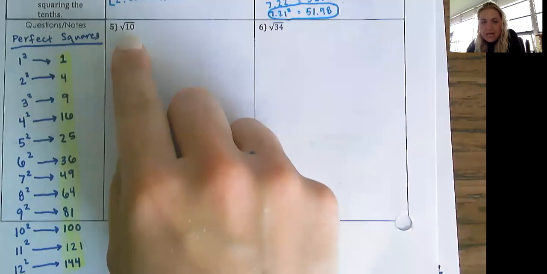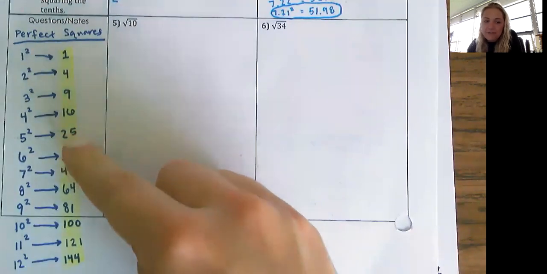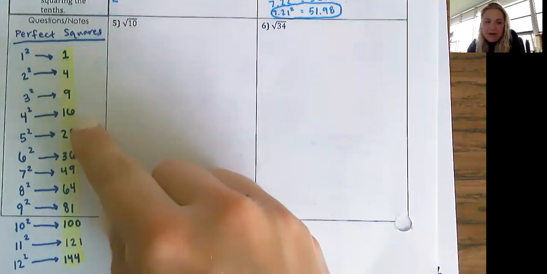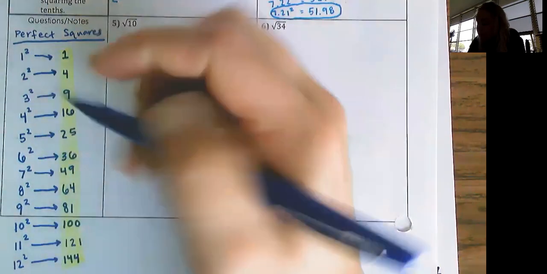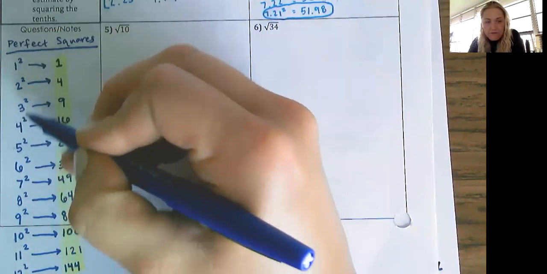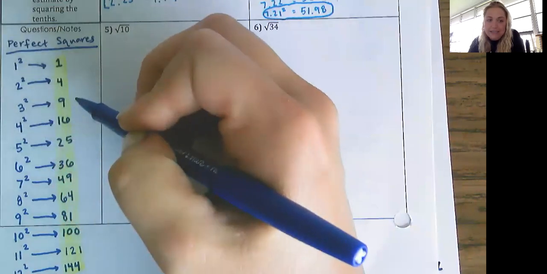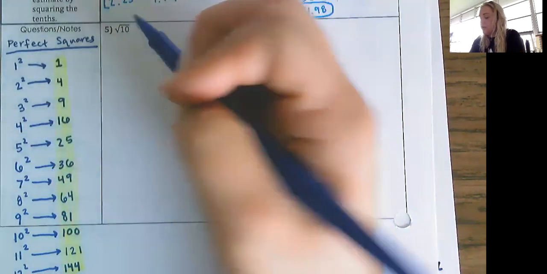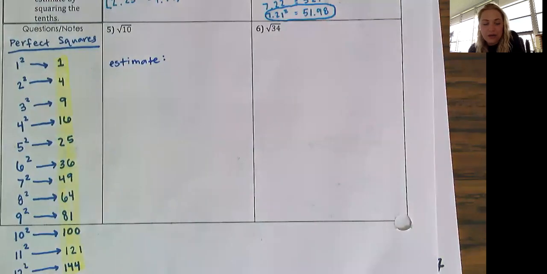I want you to look at this square root of 10, and I want you to look at this list. Where does it fall? It's after 9, but it's above or below 16. So you're going to make an estimate, and it better be somewhere between 3 and 4, because 9 and 16 are on the sides of 10. So we're going to write estimate, and you're going to estimate what you think it could be. Write down an estimate. Your estimate better be between the numbers 3 and 4.